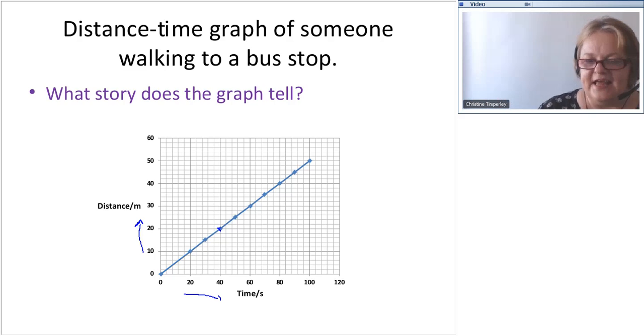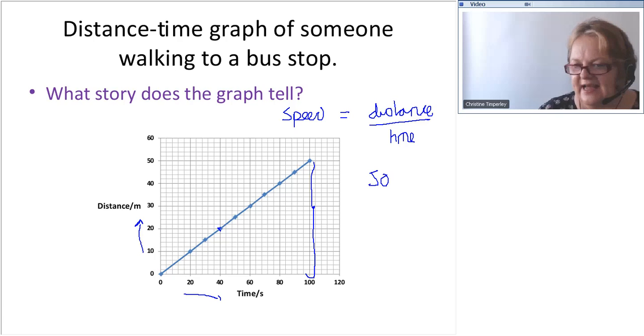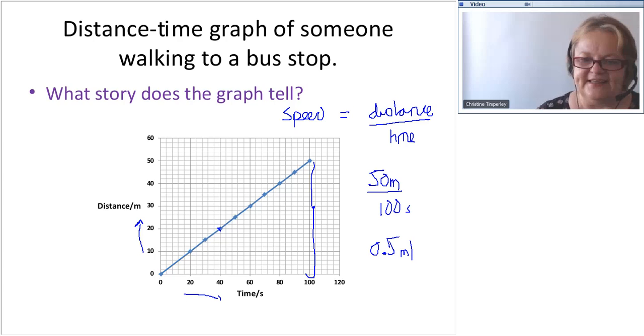Remember, speed is the distance divided by the time. If you want to type it into chat, that will be fantastic. Remember, we're looking at the gradient, so we look at the change in our y values, which is the distance. That is 50 meters. And yes, it's a distance per unit. Well done. The time is 100 seconds. Brilliant, and so the answer is 0.5, as I've got in chat now. 0.5 meters per second. Fantastic.